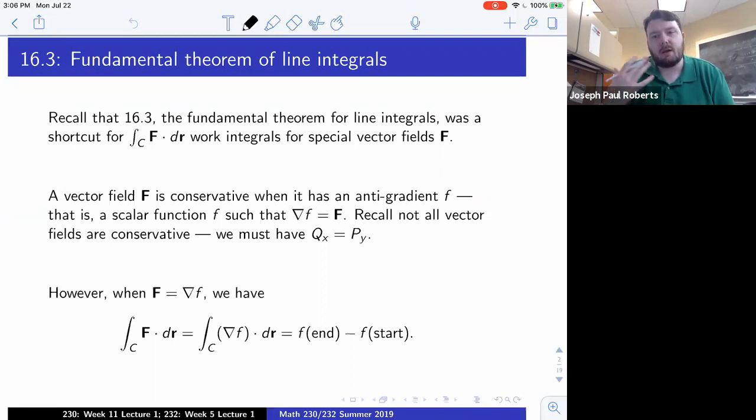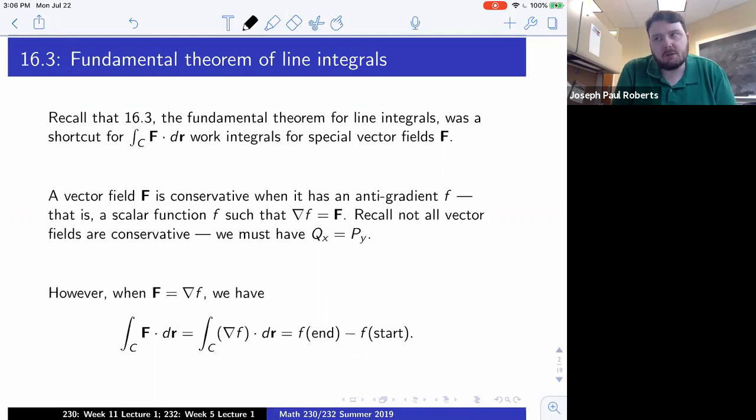If you remember, the gradient was an operation that started with a scalar function, little f, and spits out a vector field, gradient f. Our notation for gradient was that upside down triangle, nabla or del f, del operator, I think it's referred to in the textbook. But anyway, if your vector field is the gradient of something, then the work done by this conservative vector field is the change in the anti-gradient.